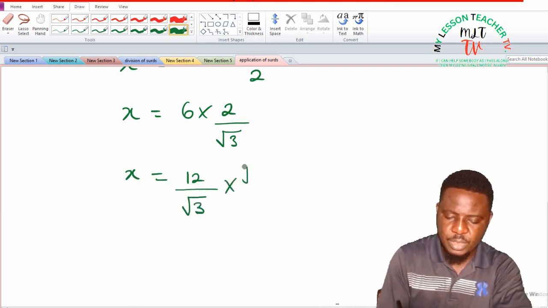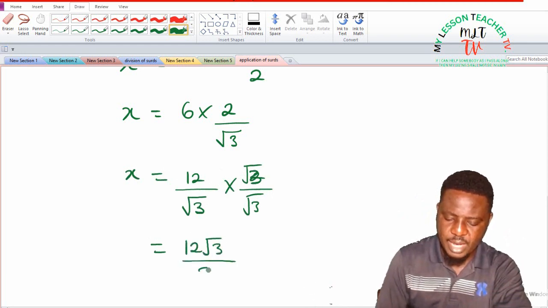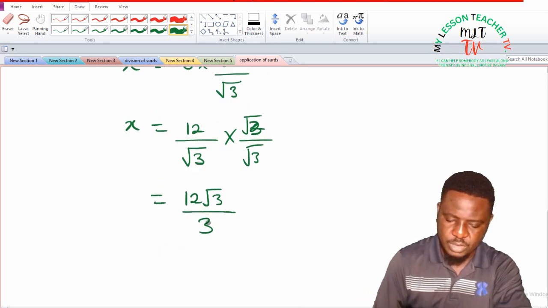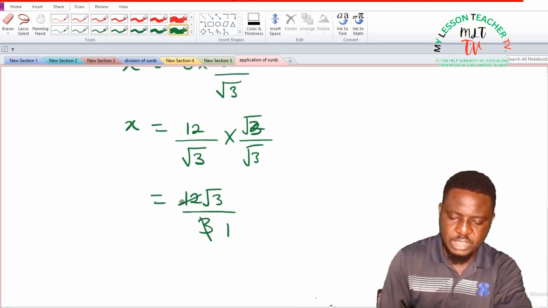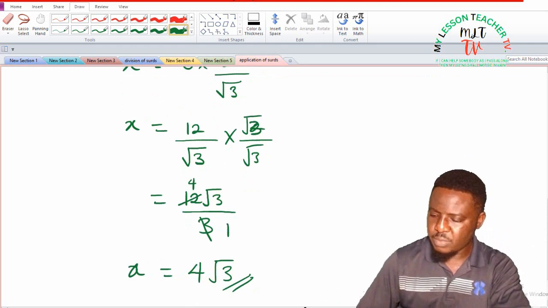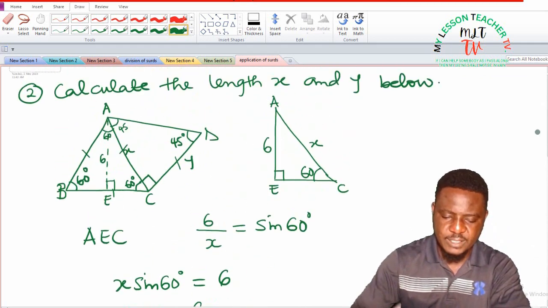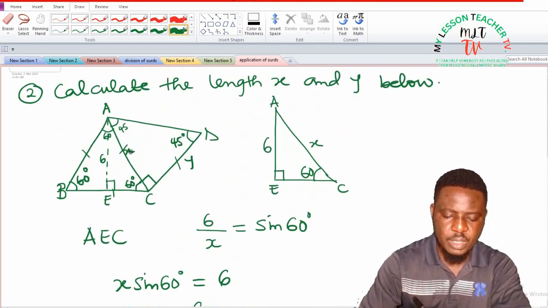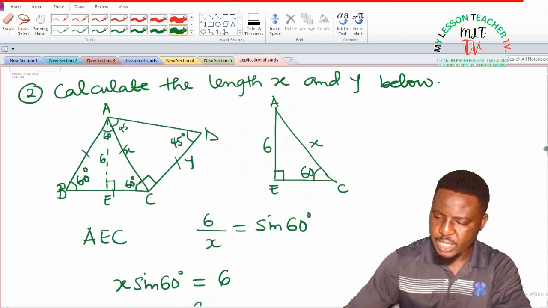Rationalizing this by multiplying both the numerator and denominator by root 3, this gives us 12 root 3 divided by 3. And when you simplify, 3 into itself is 1, into 12 is 4, leaving us with X to be equal to 4 root 3. So that means that the value of X is said to be 4 root 3.